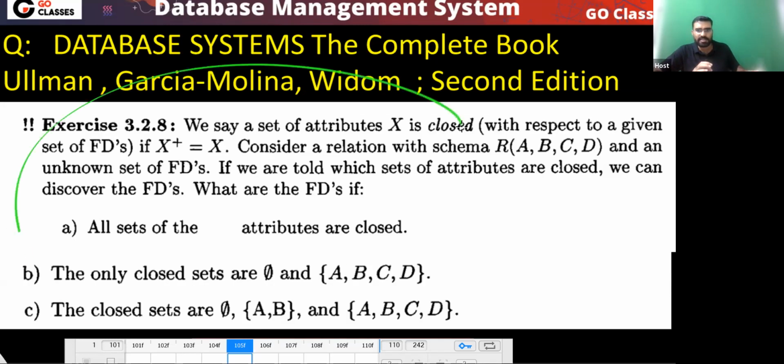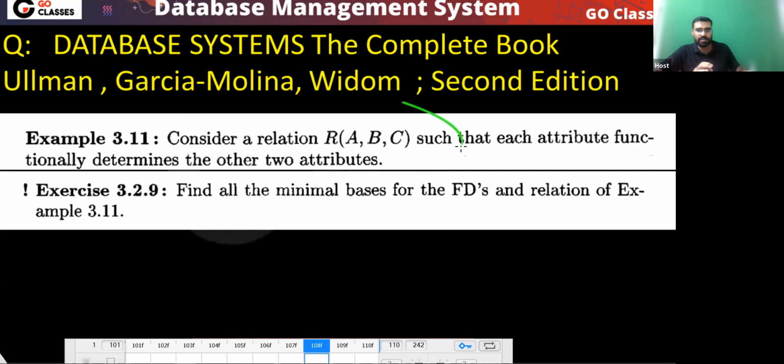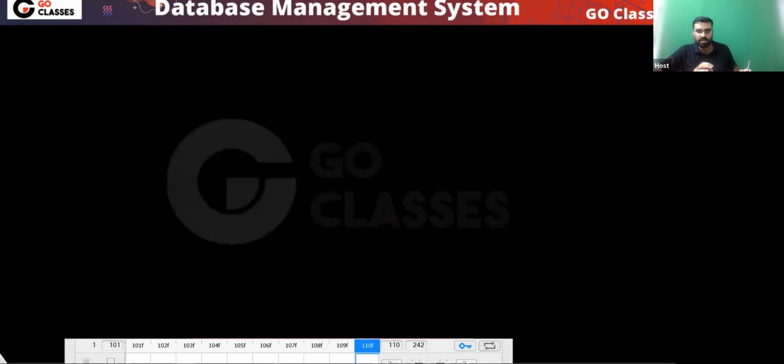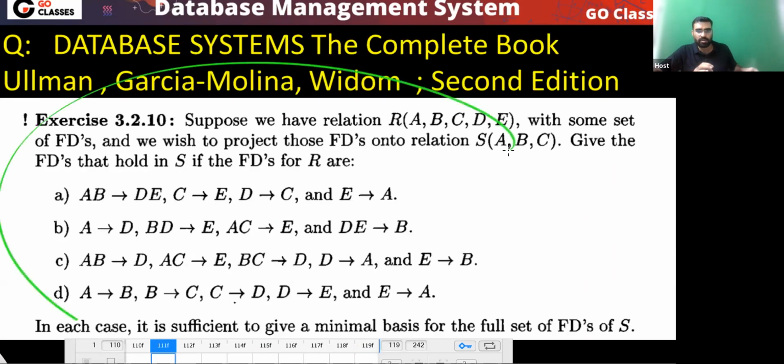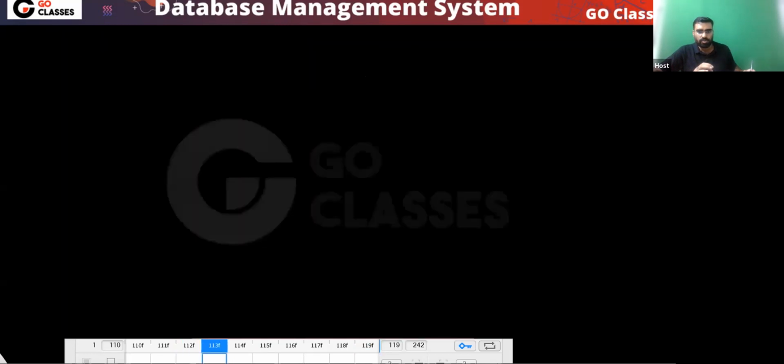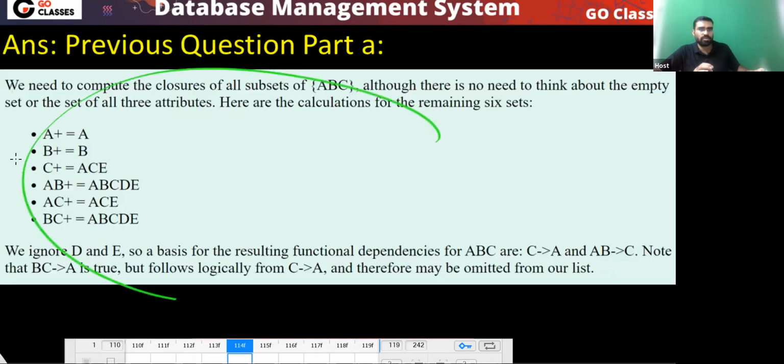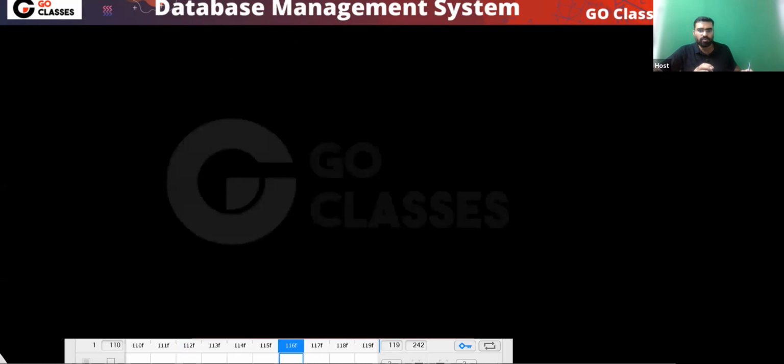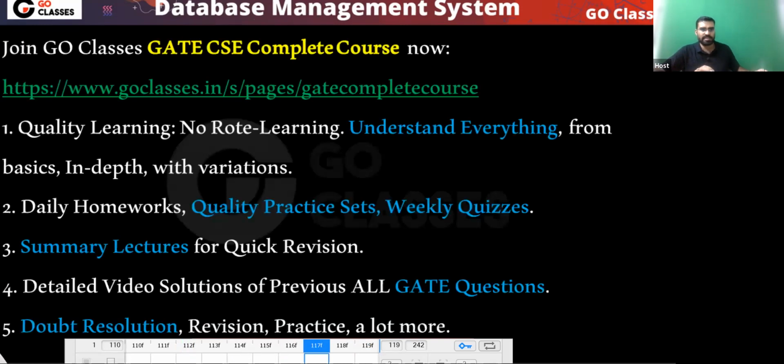So in the next session we will solve this question also, and these two questions also. Some questions are remaining, so those we will see in the next class. BCNF decomposition, 3NF decomposition, all these we will do tomorrow.